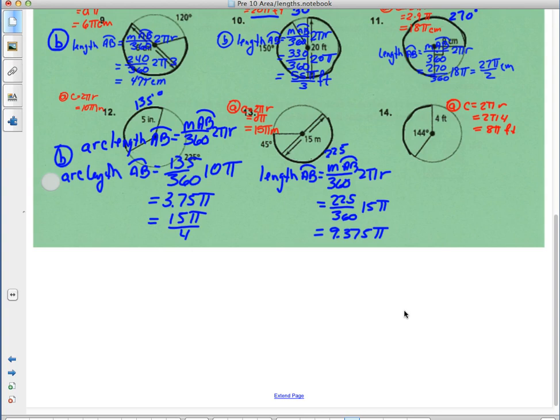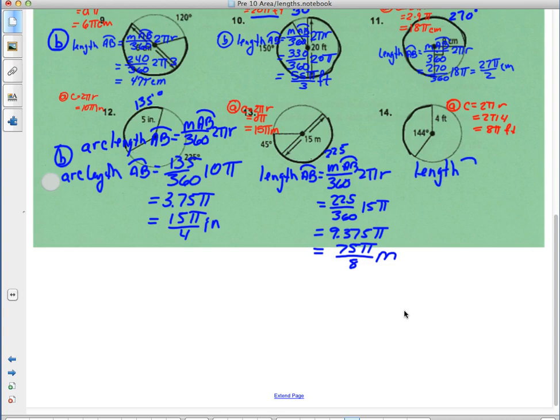So I got 75 pi over 8. Notice I'm not rounding those to the 10th or 100th because they terminate. So I have all my values there, and this is in meters. Oh, and the one previously was in inches.